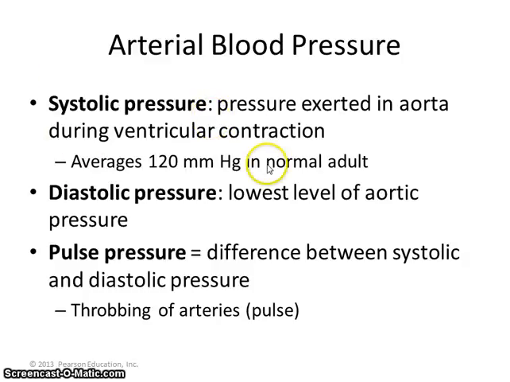When you measure systolic pressure, that's the higher pressure. That's the pressure during ventricular contraction. Whereas diastolic is the lowest level of pressure. That's when the ventricles are relaxed.